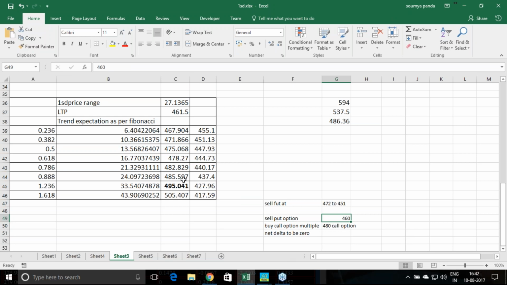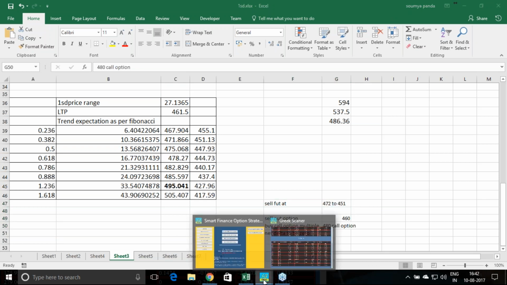And since my trend gives an uptrend confirmation beyond 471.86, I'll be preferring to buy a 480 call option in such a way that the net delta should be zero. So we'll be selling a future, selling a put option to make it a covered put, and at the same time buying a 480 call option to make it delta neutral.